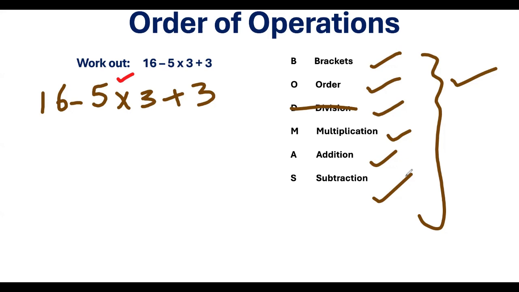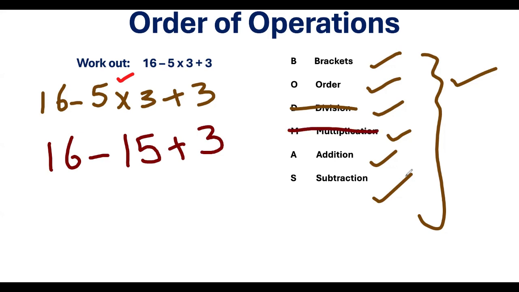Now, 16 minus 5 multiplied by 3 becomes 16 minus 15 plus 3. So multiplication is completed. Now check, is there any addition? Yes, we have addition over here. So let's add. Now this addition is like this: 16 minus 15 plus 3.